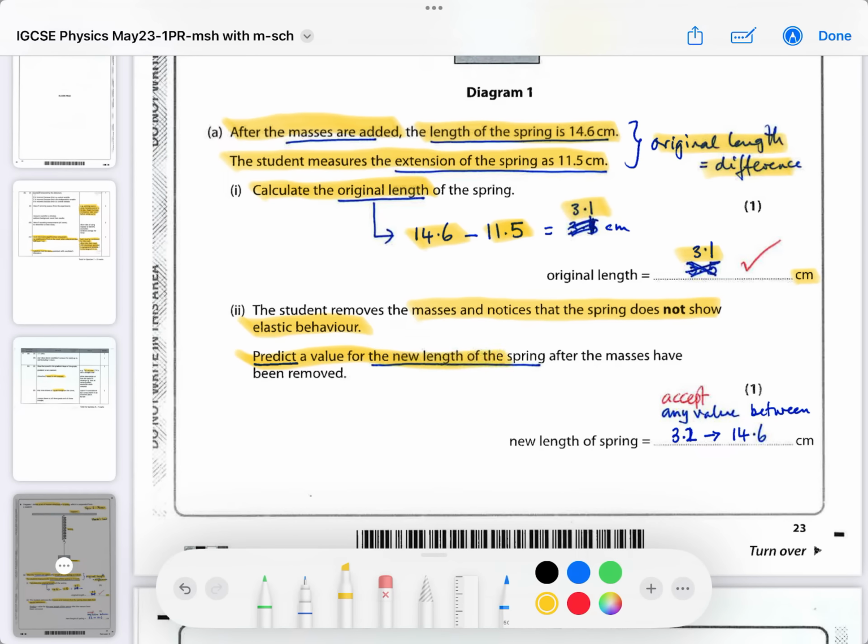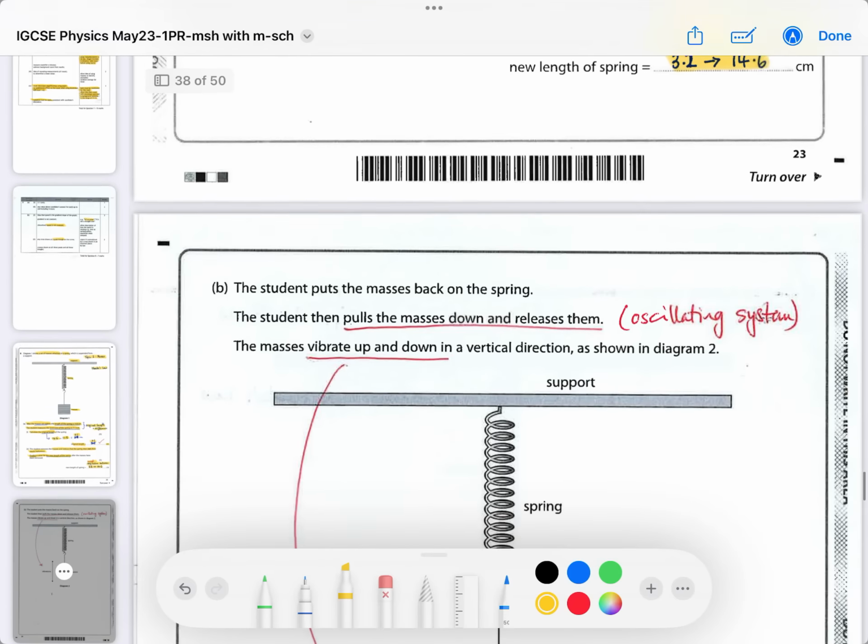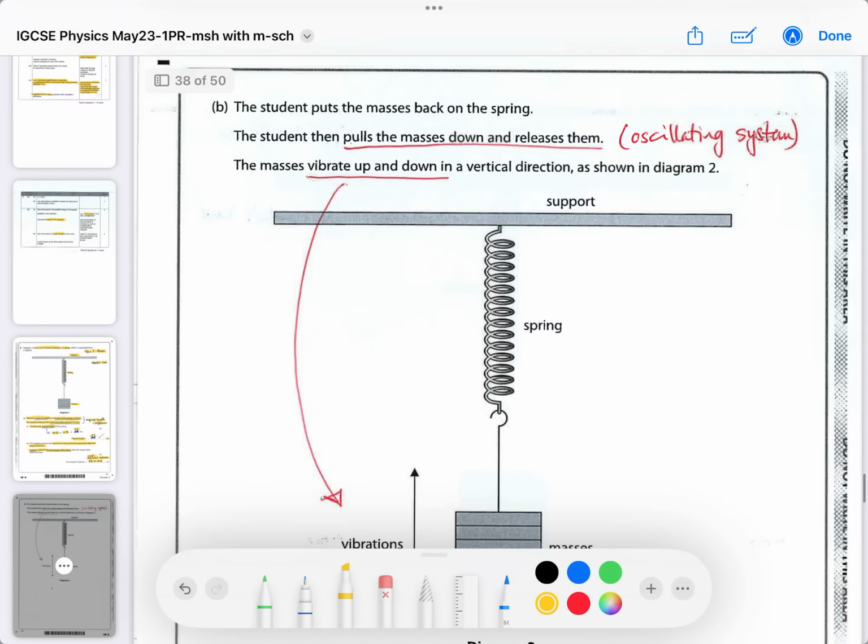Predict a value for the new length of the spring after the masses have been removed. Well, they will accept any value between the maximum 14.6 and say 3.2. It's not going to return to the original length, which was 3.1. It must be greater than 3.1. And if you plot a graph, you can see how the graph should look. In other questions, they often give you the graph. In this one, they haven't.